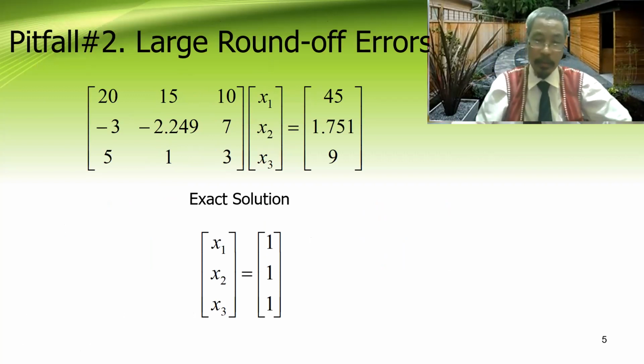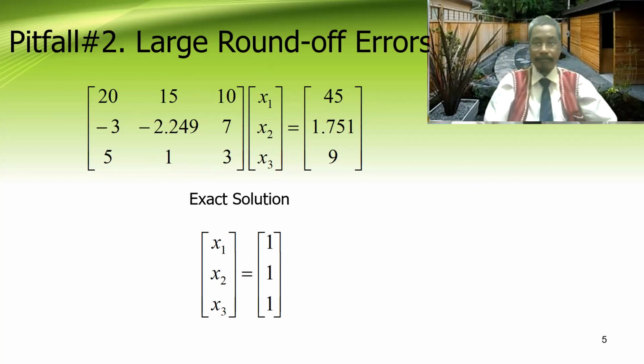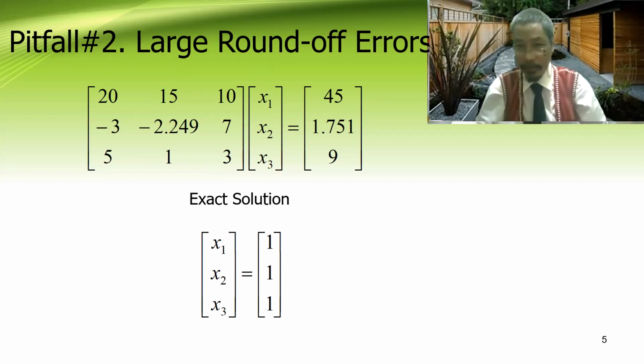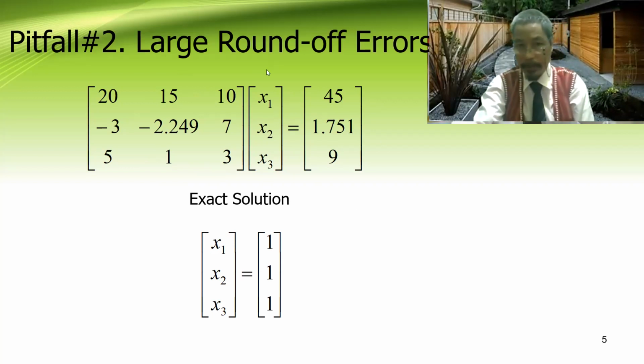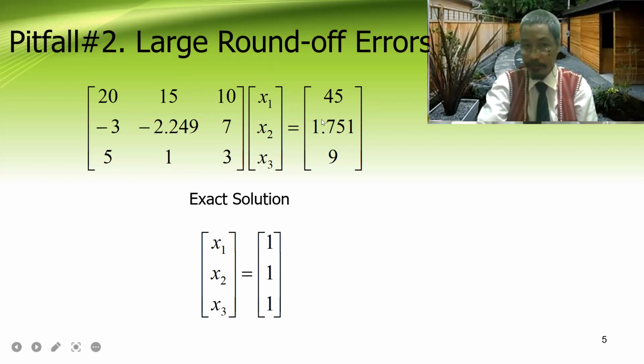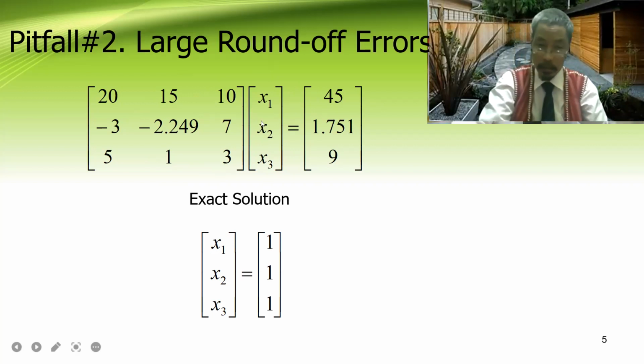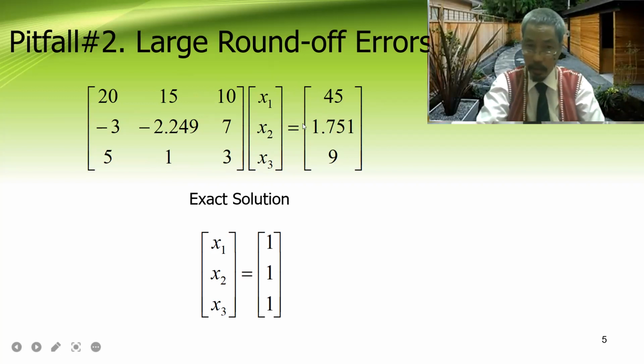So let us have pitfall number 2. Number 1 is division by 0. Number 2, large round-off errors. If we are not careful, round-off errors would be a very big influence on the final answer. So if we have this given problem and you are going to find the solution, you will have this type of solution: x1, x2, x3 is equal to 1, 1, 1.